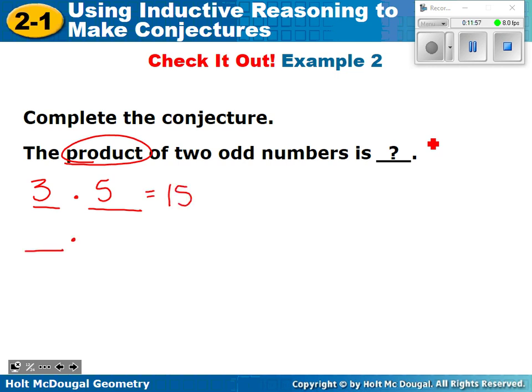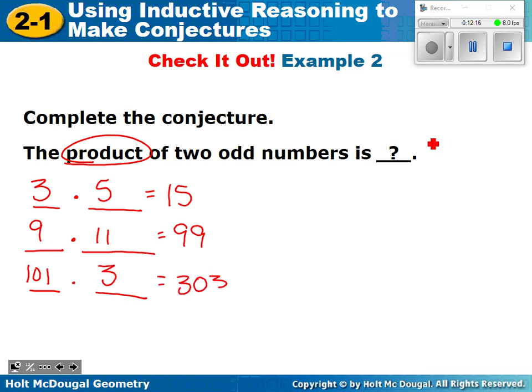Give me some more odd numbers. 9 times 11 is 99. Couple other ones. 101. How about times 3? All right, let's not make it too hard. So be careful. Is 1 odd? Is the number 1 odd?